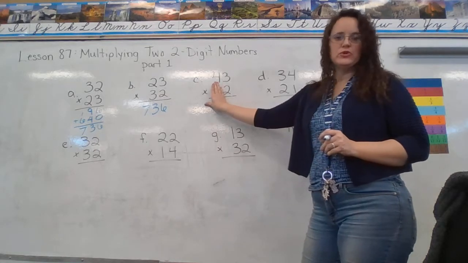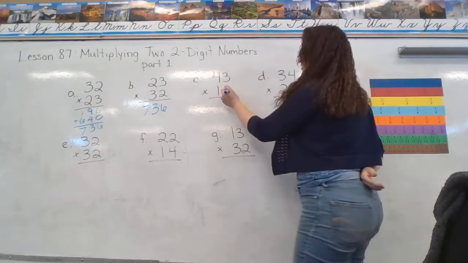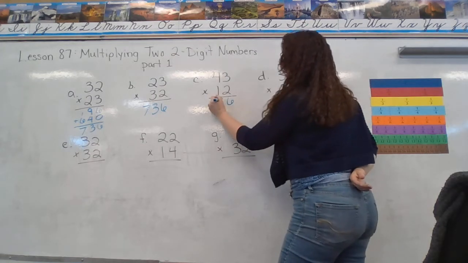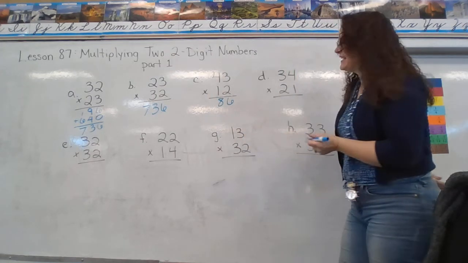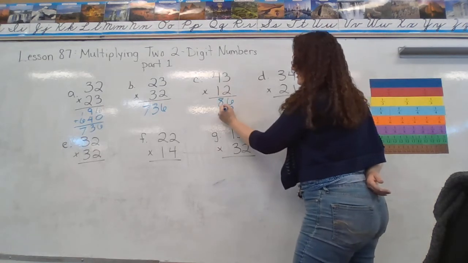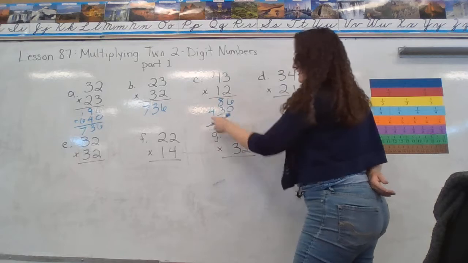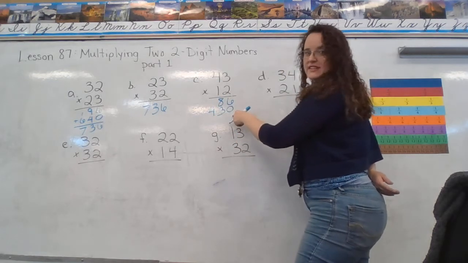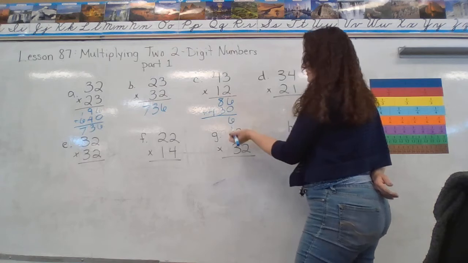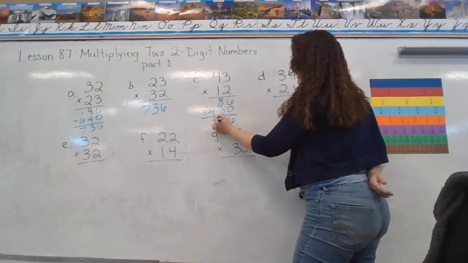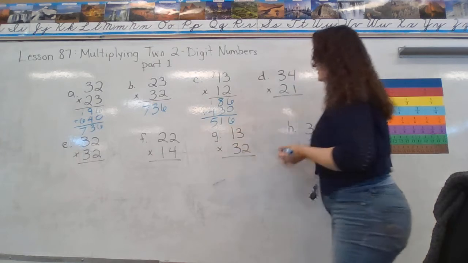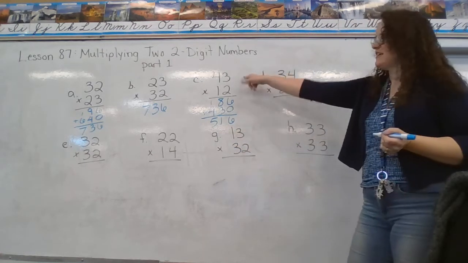All right, take a look at C here, 12 times 43. First, we're going to do 2 times 43. 2 times 3 is 6. 2 times 4 is 8. Then we're going to do 10 times 43. Well, that'd be 43 with a 0 tacked on. We add our answers. 6 plus 0 is 6. 8 plus 3 is 11. 4 plus 1 is 5. So 516 for C.